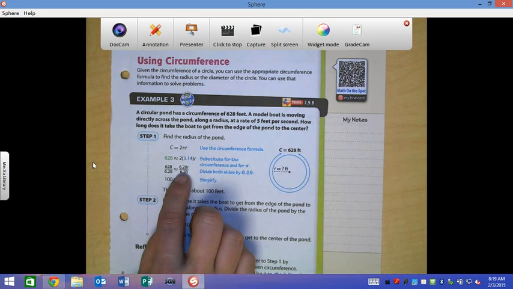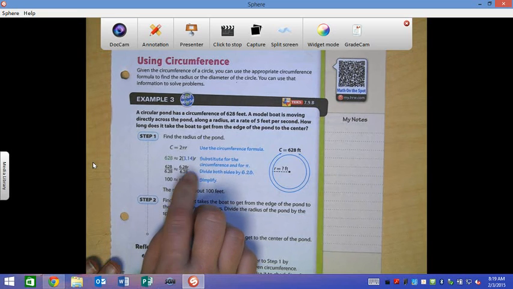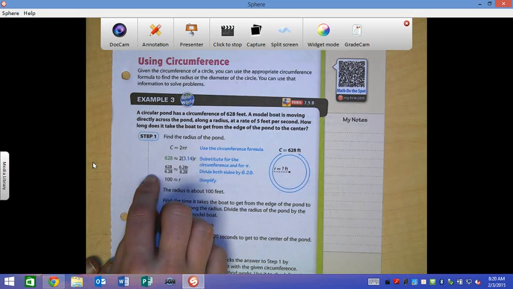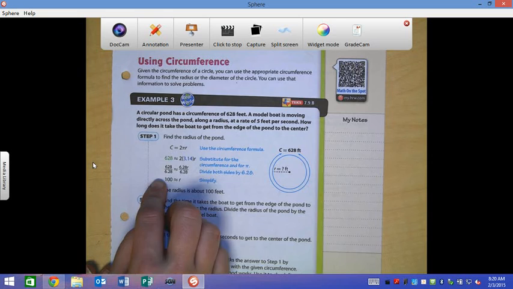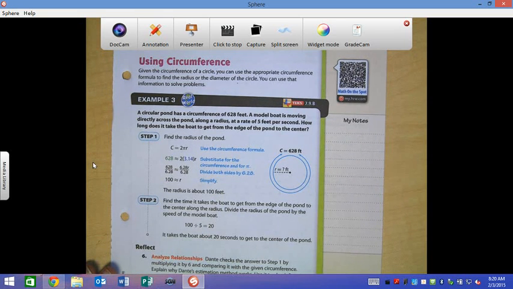So how do we get rid of multiplying by 6.28? We do the inverse operation. We divide by 6.28. And if I divide the right side of my equation, I have to divide the left side of my equation. And, oh, look how nice and neat our numbers worked out for us. Our radius is going to be approximately 100 feet.